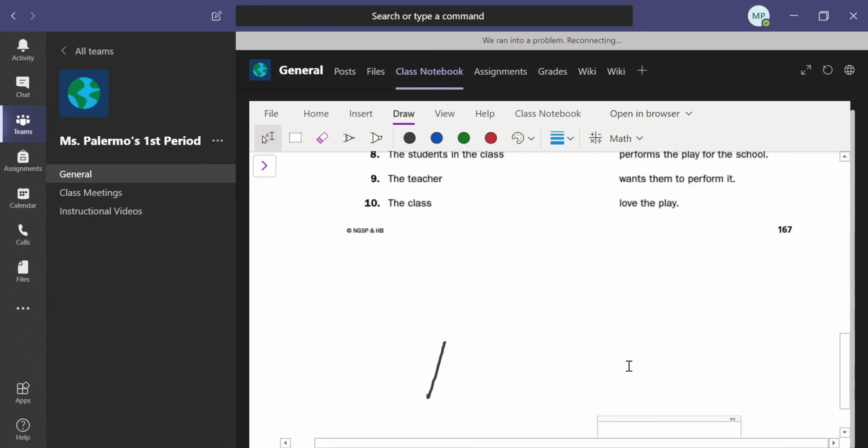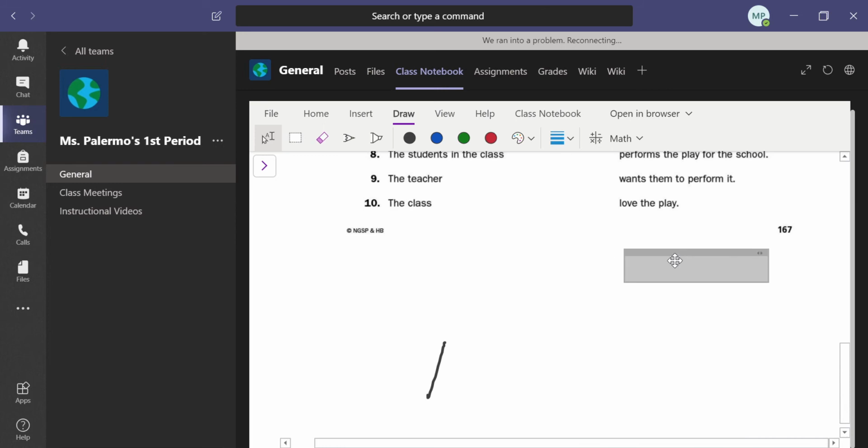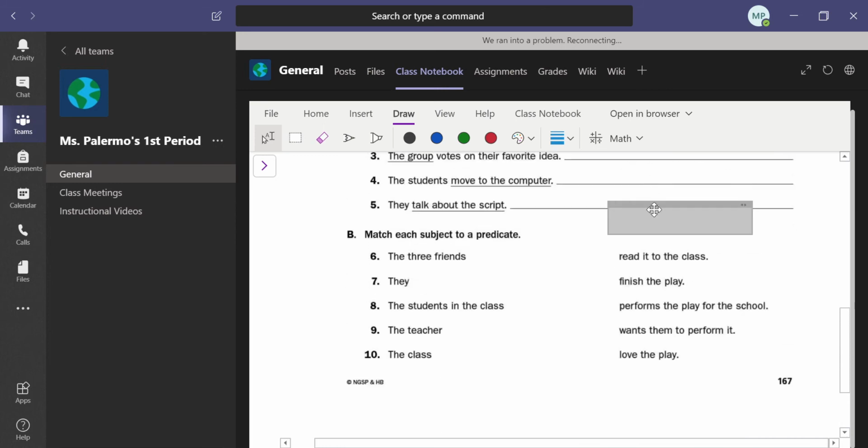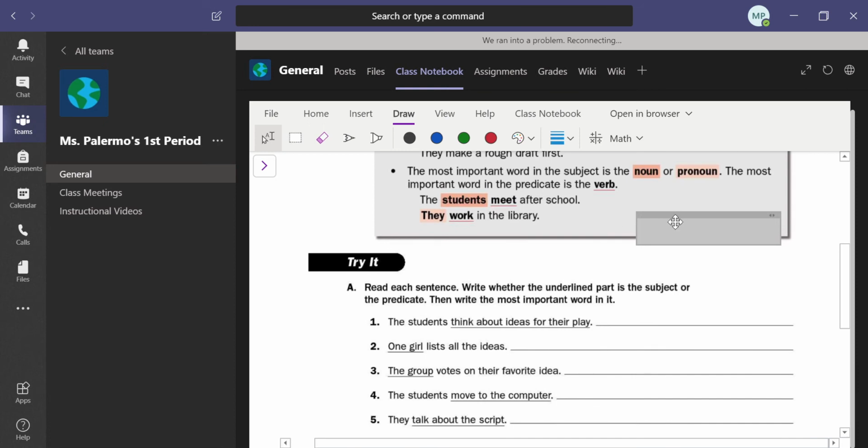I find my text box. Oops. I drag it up. You guys might have an easier time with this because I think your computers are touch screens. And then I put it down here on the line. Okay. The students think about ideas for their play. Well, I see that the subject, the noun that the sentence is about, is not underlined, but the rest of it is. So I know that it has to be the predicate.